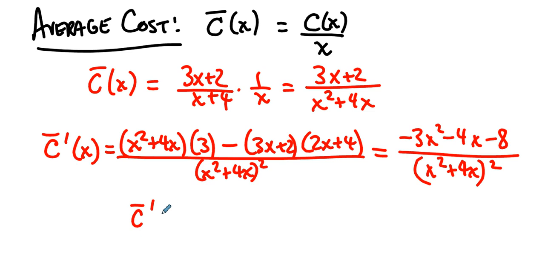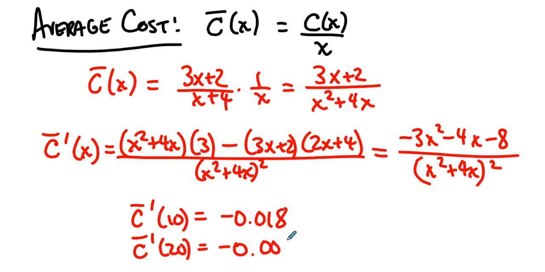Well, we could learn that c bar prime of 10 is a very small negative number, and c bar prime of 20 is an even smaller negative number. And as x grows, c bar prime gets closer and closer to 0. What does that mean? Well, that means the more units of perfume we produce, the less expensive on average it is to make them. And that makes sense because the overhead gets distributed over all of the units of perfume. So this almost makes sense.